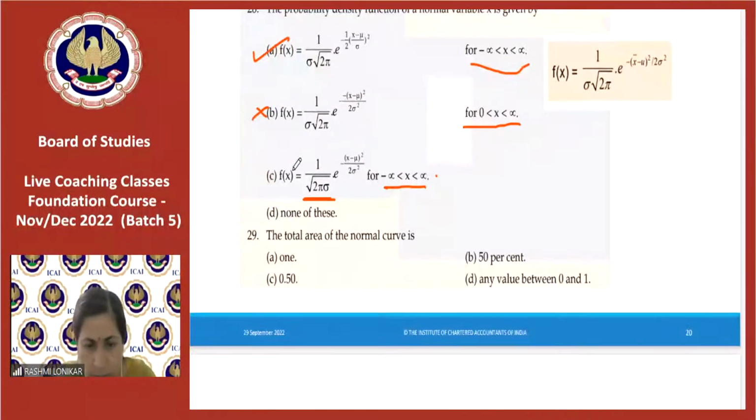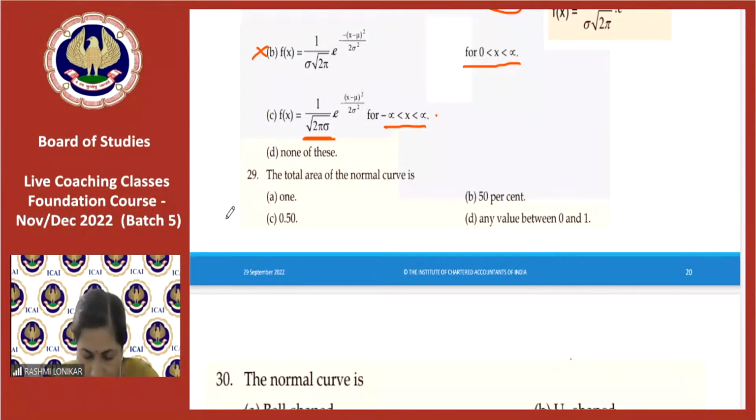Can we do the next one? The total area under the curve is how much? Just put in the correct answer. Yes, 29, A. Very good. Total area is 1. Not 50%, not 0.5, not any value between 0 and 1. The total area under the curve is equal to 1.